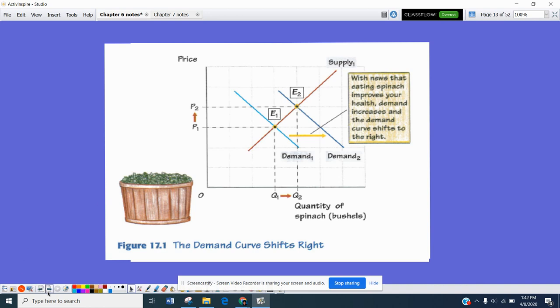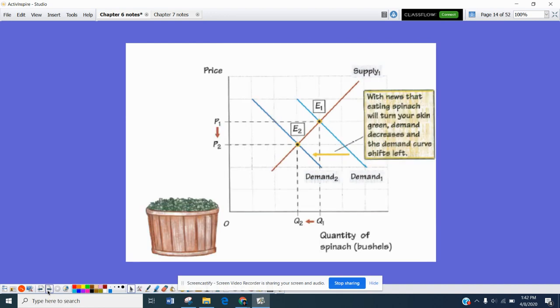All right. When we talk about other factors, there's news that eating spinach can turn your skin green, and hence your demand decreases. What's going to happen is, with our original demand curve, it's going to move left, indicating a change in price.